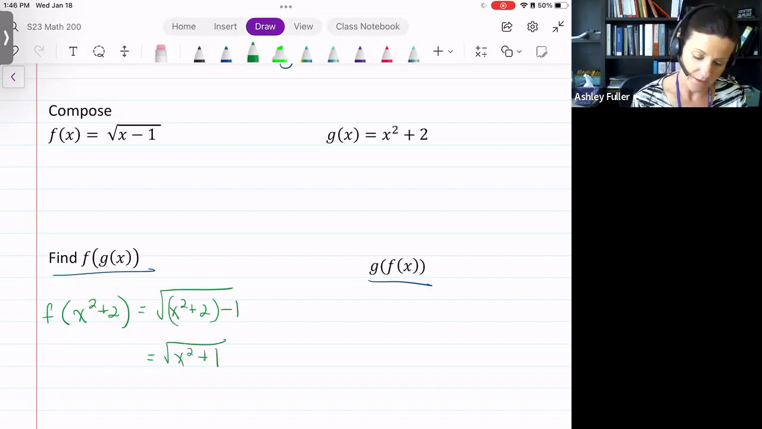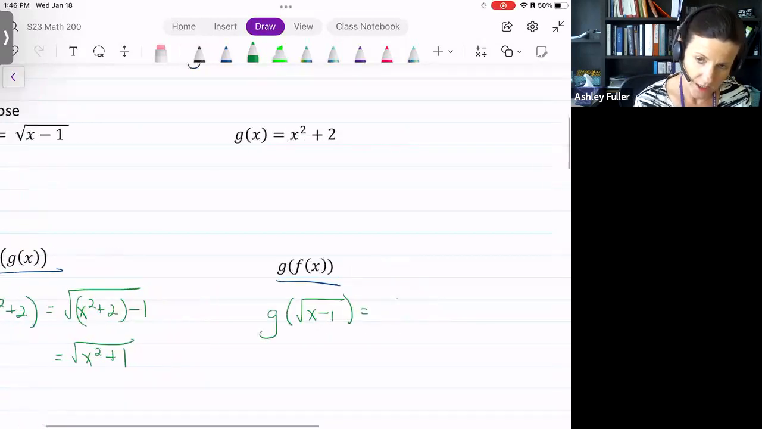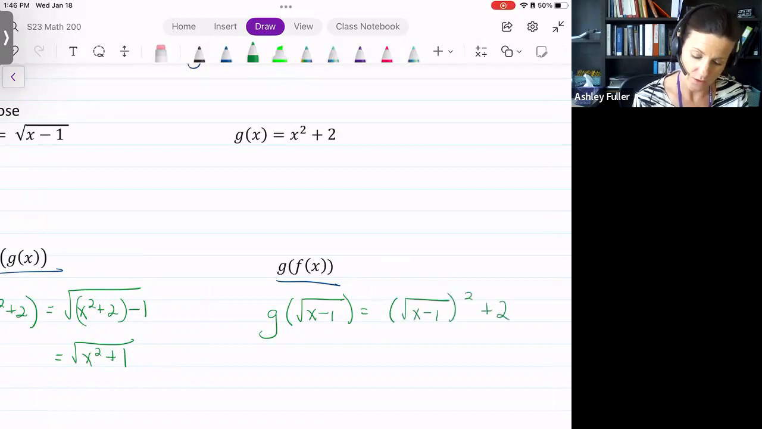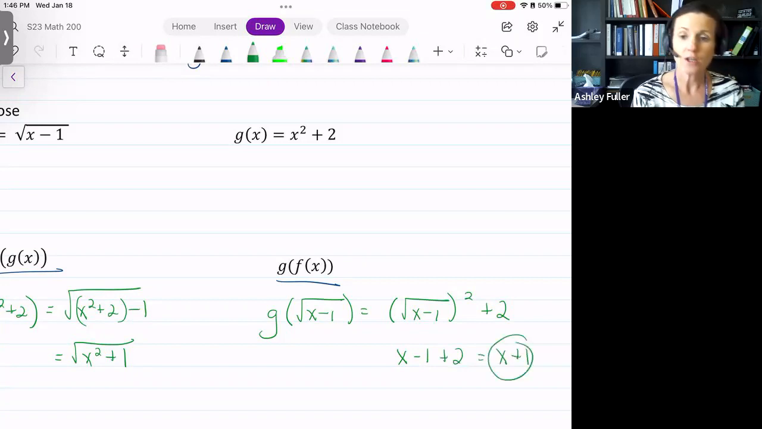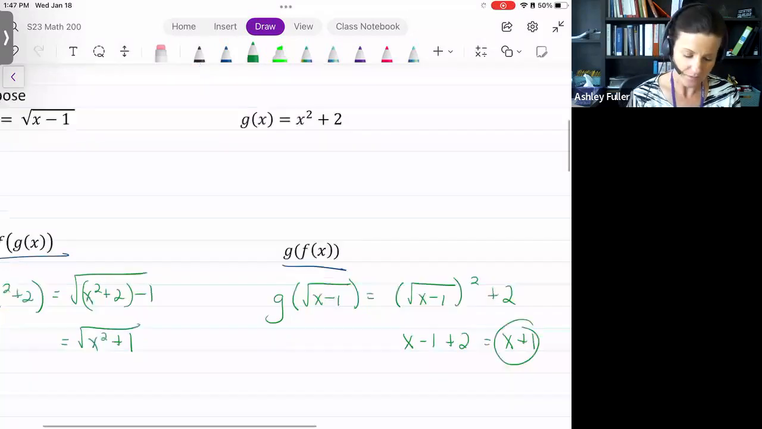In contrast, if we do g of f of x, we get g of the square root of x minus 1. Applying the rule of g, we get the square root of x minus 1 squared plus 2. When we square a square root, we end up with x minus 1 plus 2, which leaves us with x plus 1. Notice very different answers depending on which order we perform the composition in.